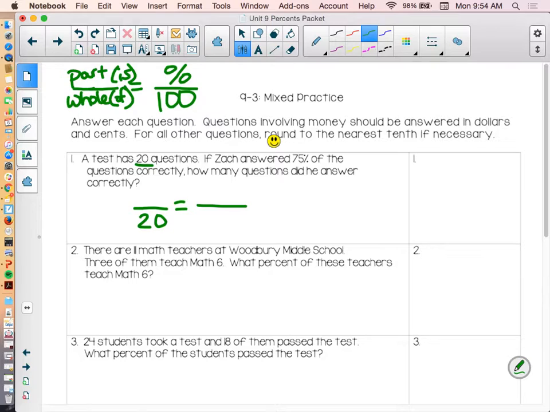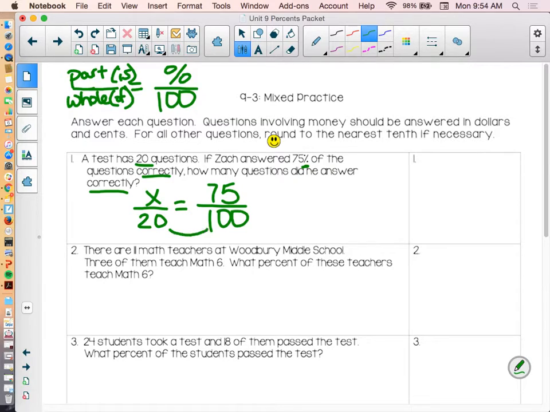If Zach answered 75% of the questions correctly, that has a percent, so that goes in the percent spot. 100 is always what goes here, and it says how many questions did he answer correctly. As long as these two match, then you just write X here and that's your answer. But be very careful about these problems. Some of them are asking a different question altogether. So you want to make sure to answer the question that's being asked.